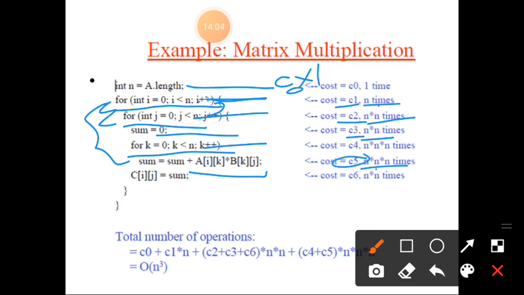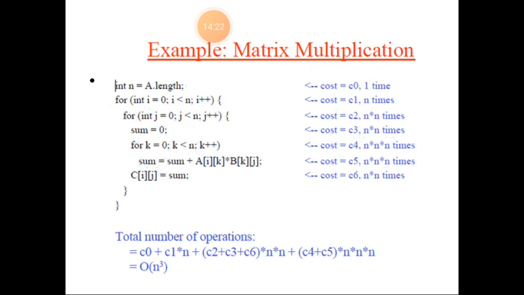So C5 is the cost. And also the statement C[i][j] is equal to sum, which is outside this loop. How many times will it be executed? n into n times. So its cost is represented as C6. So what will be the total cost?